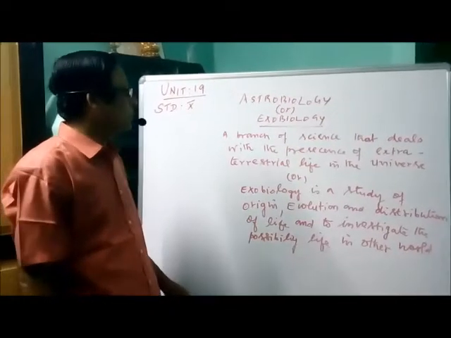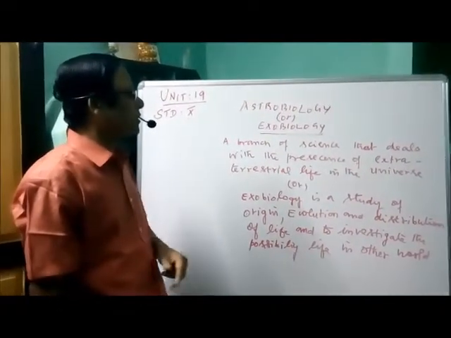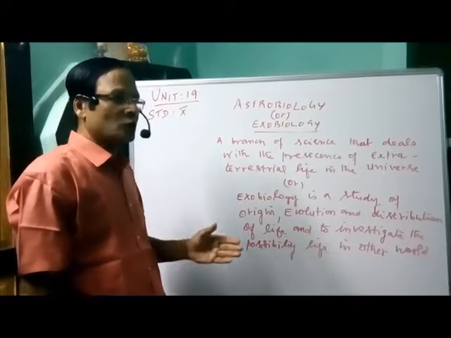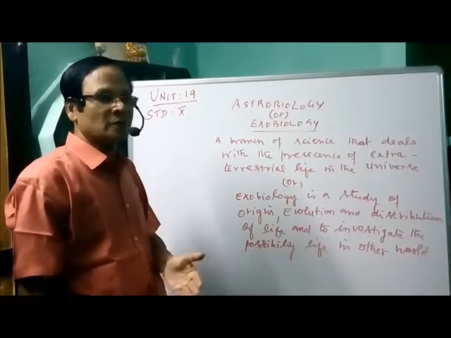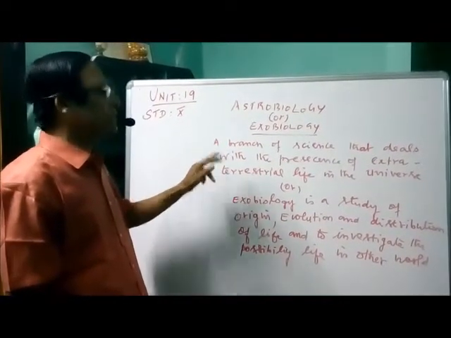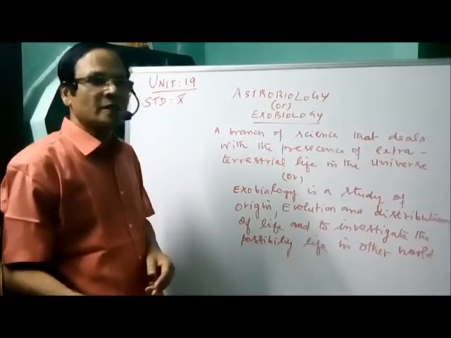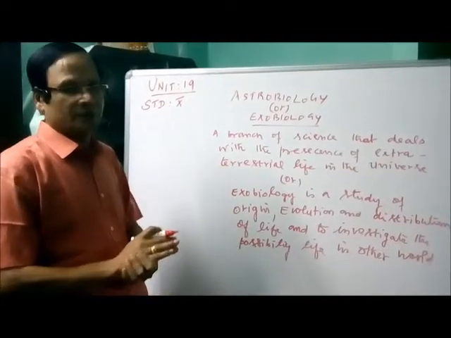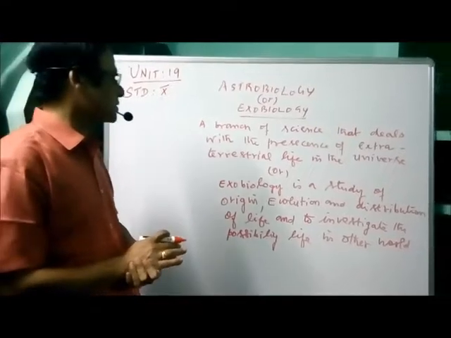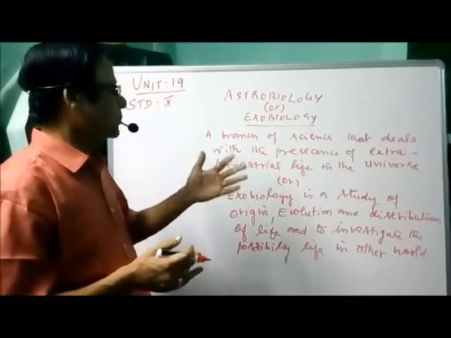Hi students, we are going to discuss another branch of science, called astrobiology or exobiology, the study of life in the universe other than on Earth. Extraterrestrial means life that occurs on other planets of the universe. It is a branch of science that deals with the presence of extraterrestrial life, other than on Earth, in the universe.